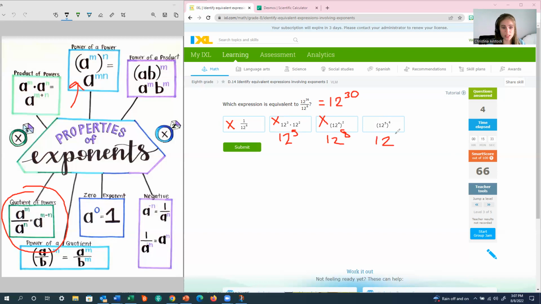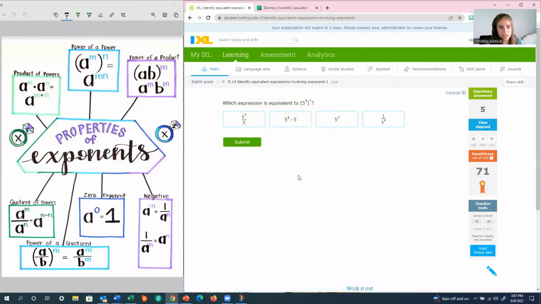12, and then 5 times 6 is 30. Look at that. These two end up both getting the same answer. Therefore, they're equivalent. Therefore, they're equal because you receive the same answer.